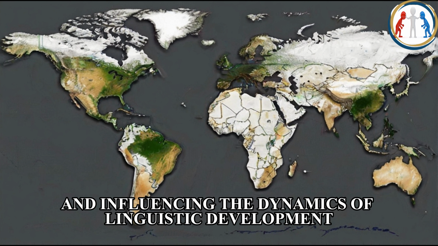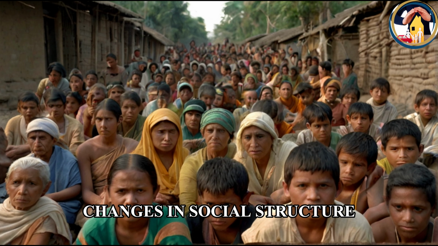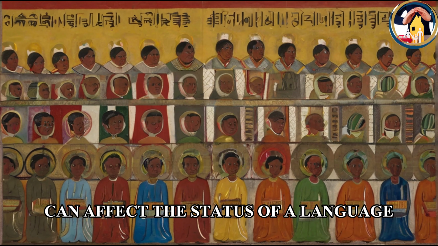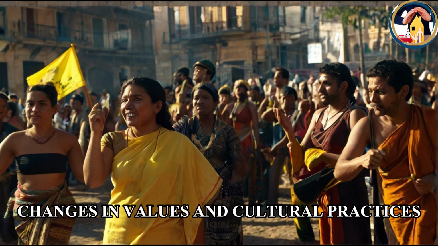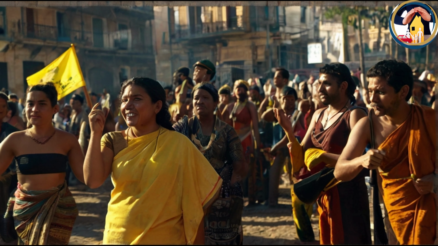Social change affects language through social mobility. Changes in social structure can affect the status of a language, affecting its distribution and use. Changes in values and cultural practices. New cultural movements can change language by introducing new terminology and expressions.